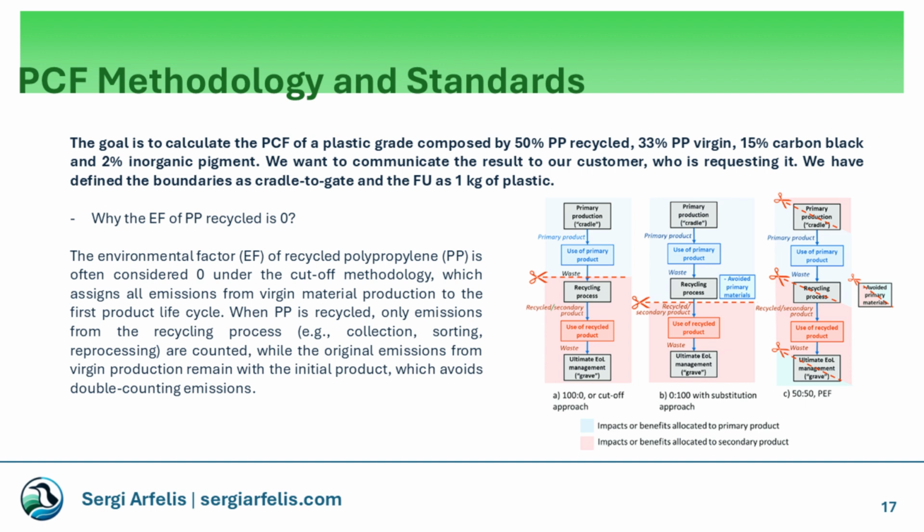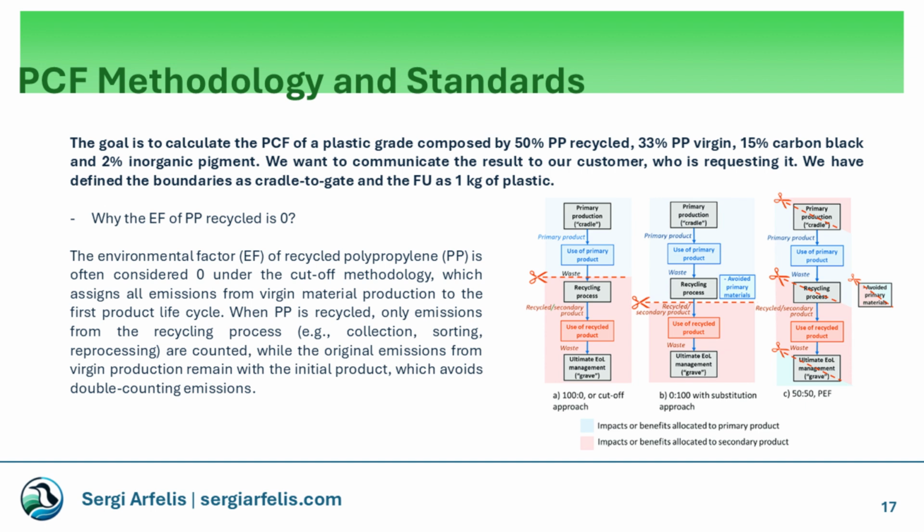There are other allocation methods you might encounter. The 0 to 100 approach, also called the substitution or avoided burden method, works differently. Here, the recycled product takes on the full burden of the original production, but it also gets a credit for replacing virgin material at the end of its life. This means the environmental impacts of recycling are shifted to the recycled product, and the system gives a benefit for avoiding the need to produce more virgin material. A third method, used in the product environmental footprint or PEF approach, is the 50:50 split. In this case, the impacts and benefits of recycling are shared equally between the original product and the recycled product. Each approach has its own logic and consequences for how emissions are assigned.